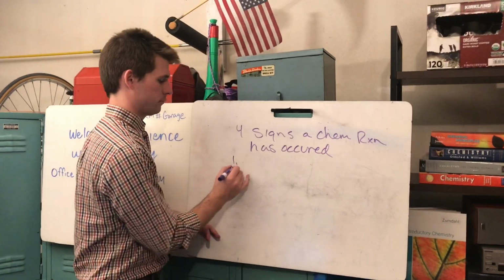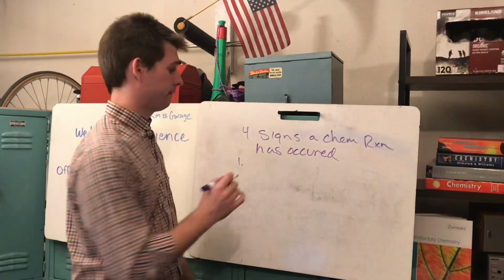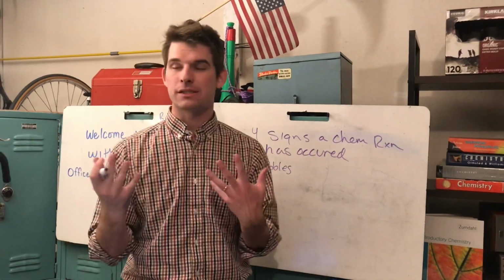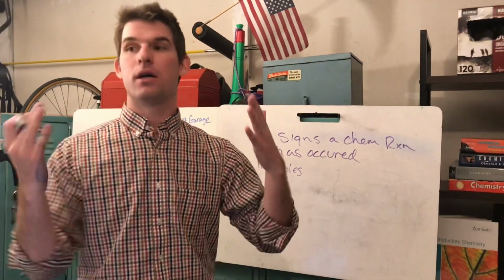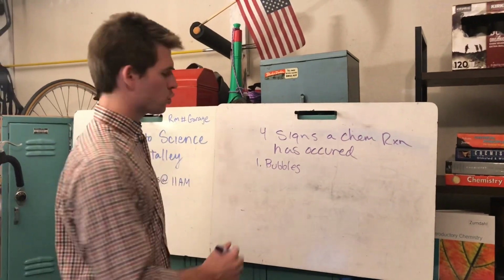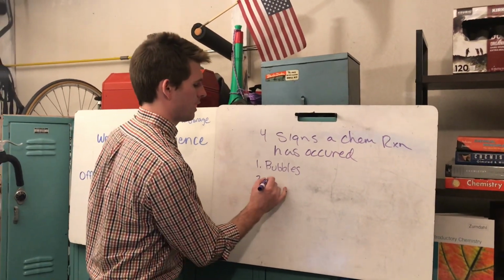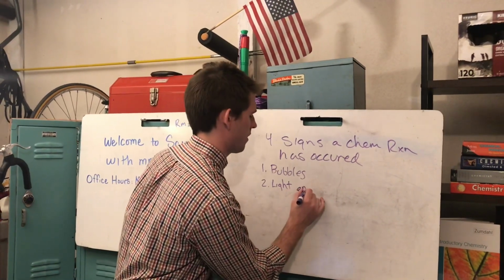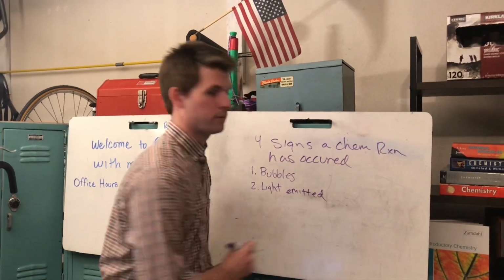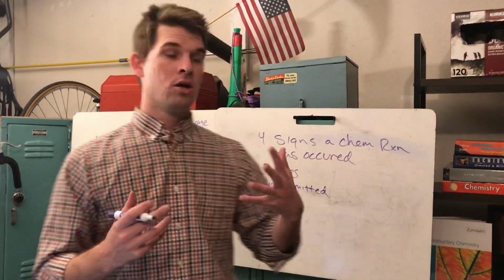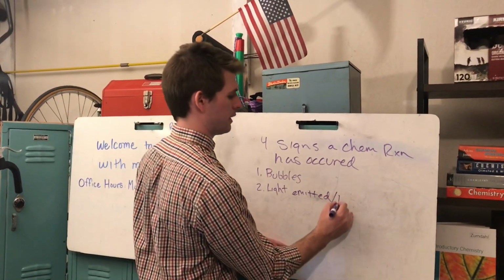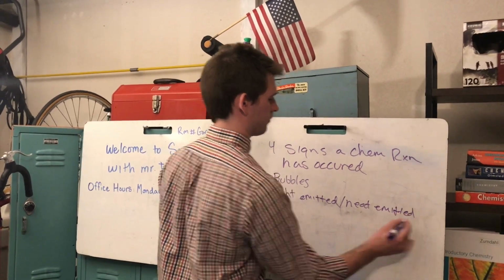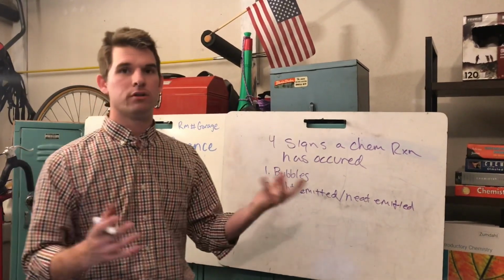Okay, number 1. Bubbles. That's one. If there's bubbles or gas being emitted, some kind of steam, a chemical reaction is probably going on. The next one is going to be light emitted. If light's emitting, you're seeing some kind of fire, right? This can also be heat emitted. So you could say number 2 is energy, light, or heat.